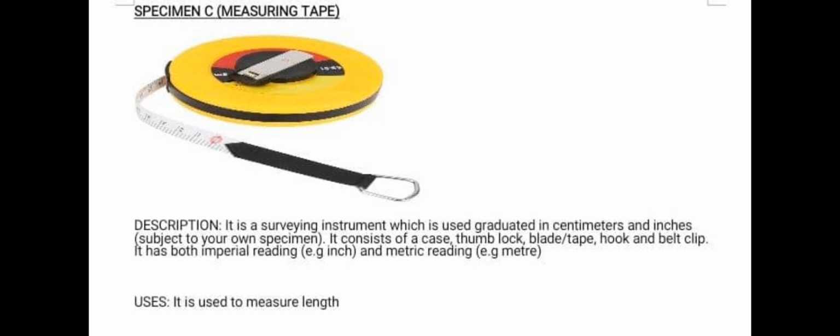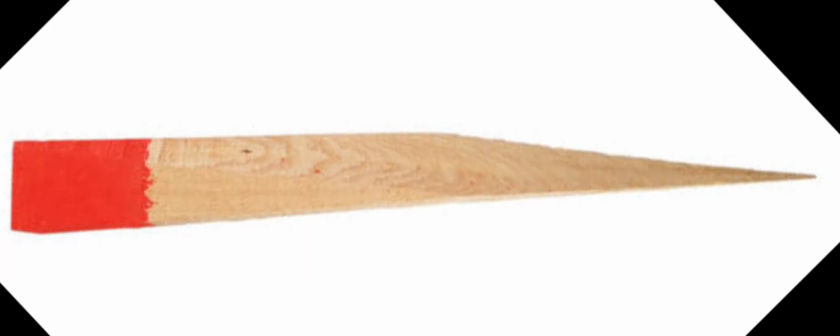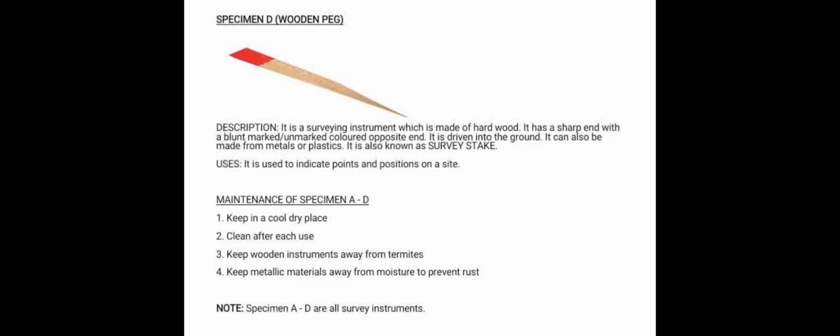Then we have a belt clip, which you can use to hold that measuring tape to the belt of your trousers. Then for the uses, it is basically used to measure length. So we move to specimen D, which is a wooden peg, or it's also known as a survey stick. So by description, it is a surveying instrument that is made of hard wood, but though it can be made from other materials such as metals or plastic.